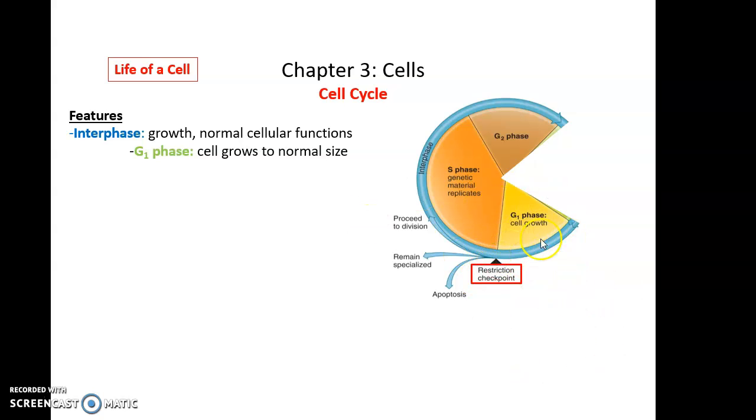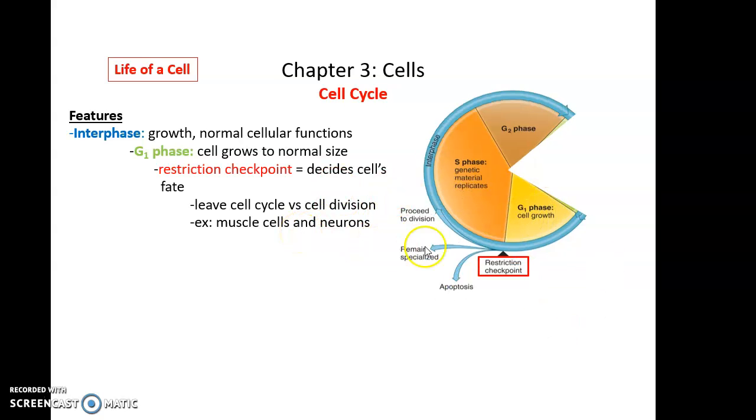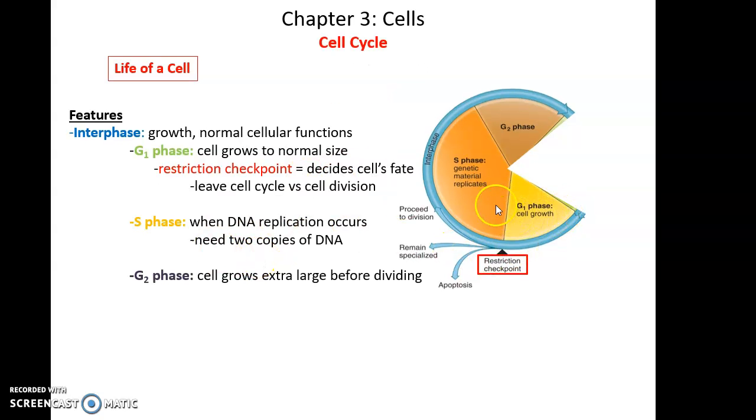Now, many cells reach the end of the G1 phase and then exit the cell cycle because that's it, they're done. They're never going to divide again. So neurons, muscle cells, red blood cells, once they're produced, they're never going to divide again. However, a lot of other cells, especially stem cells, will go on to divide again. So they go from the G1 phase to the restriction point, which decides the cell's fate, if it's going to leave or not. And then they enter the S phase.